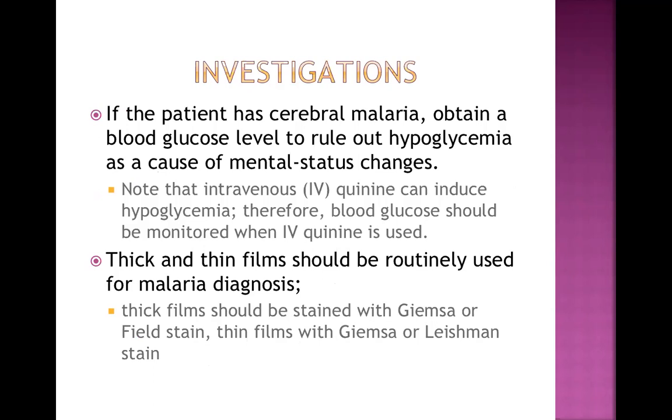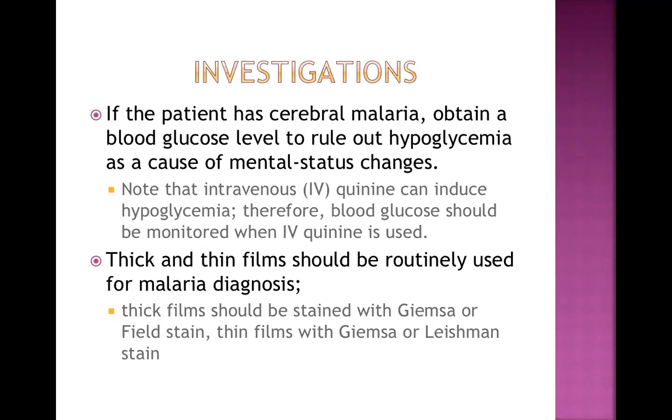Now, if you suspect the patient is having cerebral malaria, a small question again: how is cerebral malaria suspected? Very good. If the patient presents with high grade fever, seizures, and in an unconscious state. We should always obtain a blood glucose level to rule out hypoglycemia as a cause of mental status change. Remember the definition of cerebral malaria. World Health Organization has clearly stated that hypoglycemia must be ruled out, then only you can label this patient as cerebral malaria. Another important point, if we are going to use quinine or already use quinine, then blood glucose should always be monitored because quinine can lead to hypoglycemia.